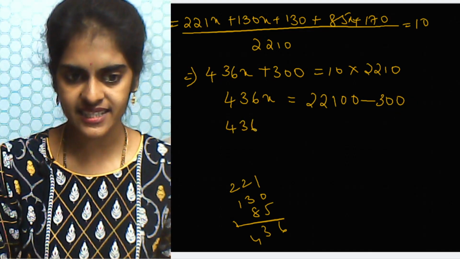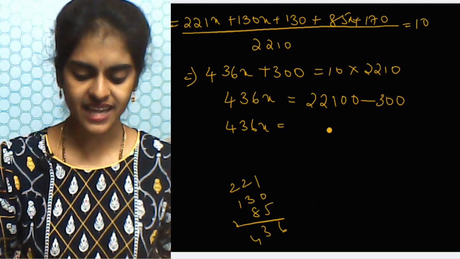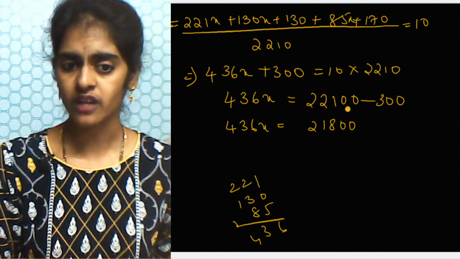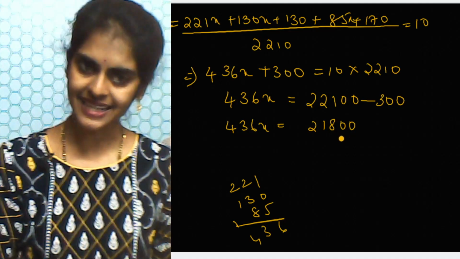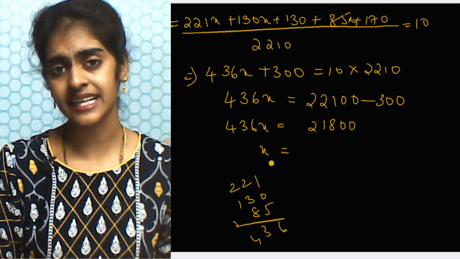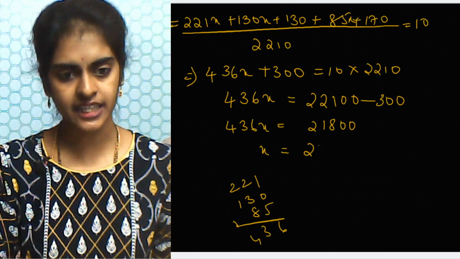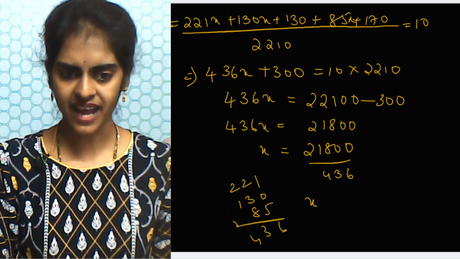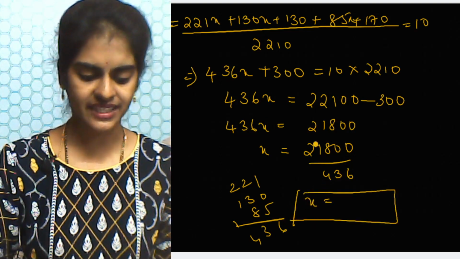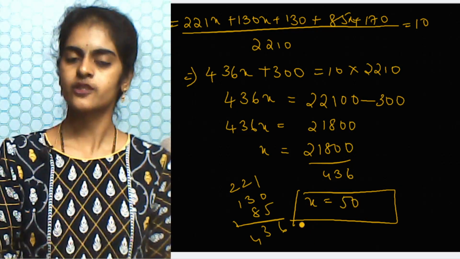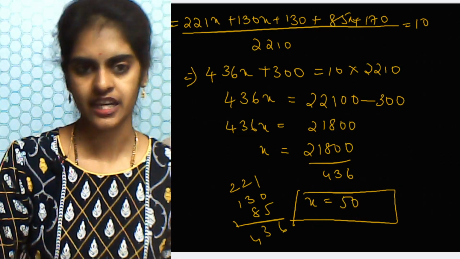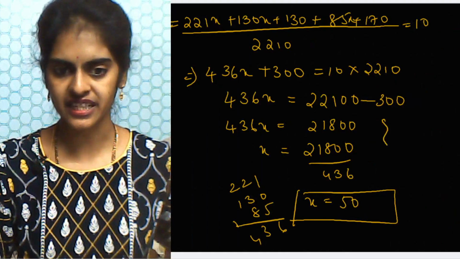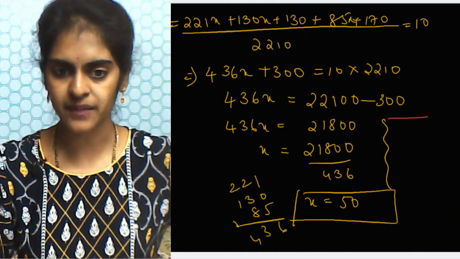Now 436x is equal to 22,100 minus 300, which gives you 21,800. I want the value of x. How will I get x? 436 is in multiplication, so transpose it to the RHS and it becomes division. Dividing, the final answer is that x is 50. But what is x? x is nothing but the first integer, isn't it? So the first integer is 50. Let me write it here: the first integer I am getting is 50.